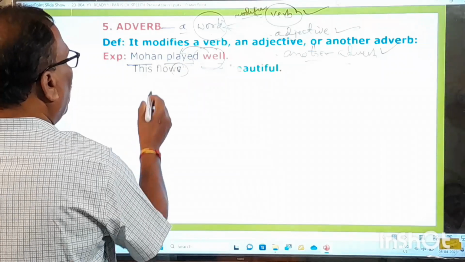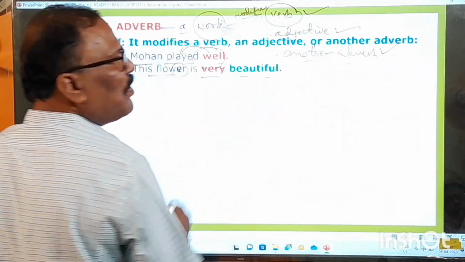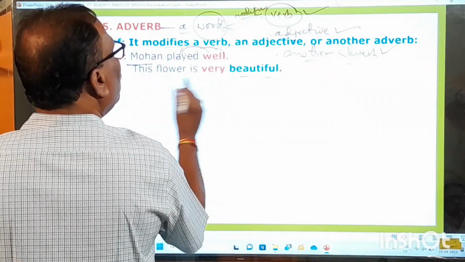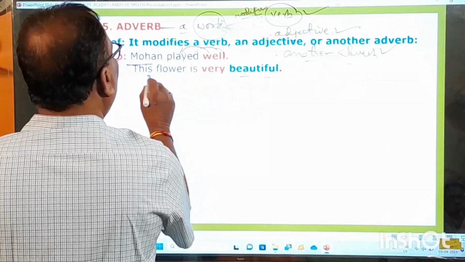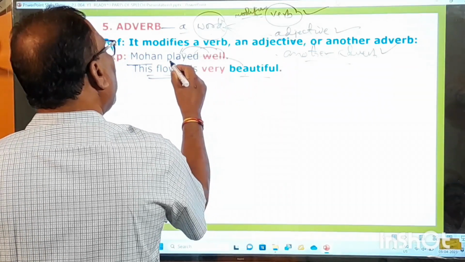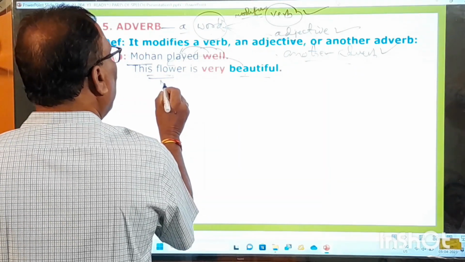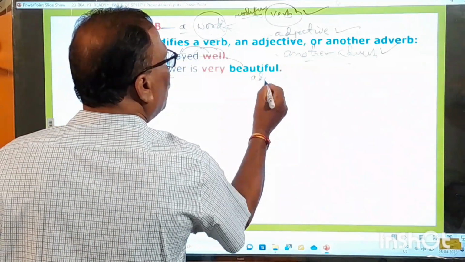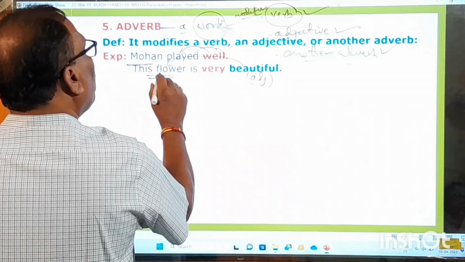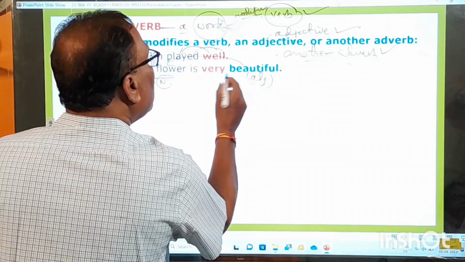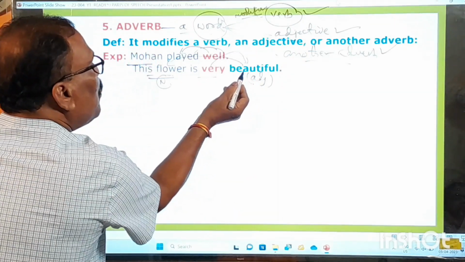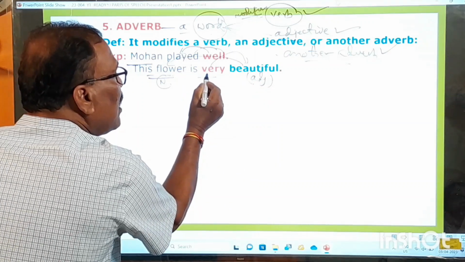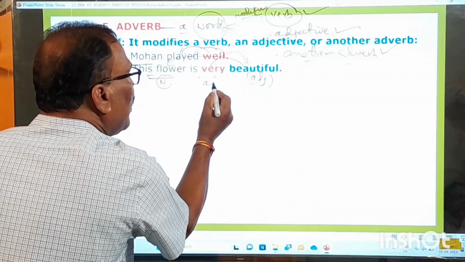Okay. One more example. The flower is very beautiful. What is beautiful here? The flower. So this beautiful is describing this flower, that is, a noun. So any word that describes a noun is called an adjective. This is an adjective. Are you following me, sir? Right. And here the flower is very beautiful. How beautiful is this? Very beautiful. See, beautiful, this word is describing this noun, therefore it's an adjective. And this word is describing this beautiful, and therefore it is an adverb.